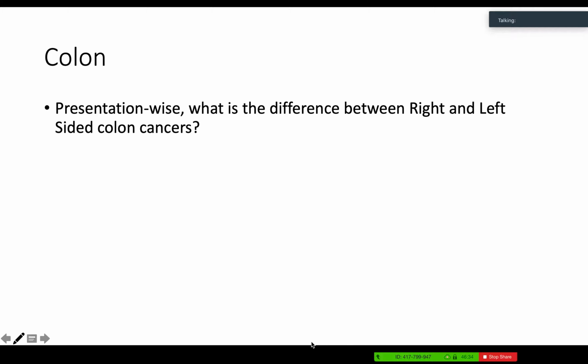Okay. So presentation-wise, what's the difference between right and left-sided colon cancers? Okay, so this is something that is really going to help you in terms of answering questions. So I'm just going to draw a colon really quick. I've drawn the colon so many times for you already that I should be a colon expert. So let's look at what our patient's going to look like if we have a right tumor versus a left-sided tumor. Okay? So let's start with our left-sided tumor.